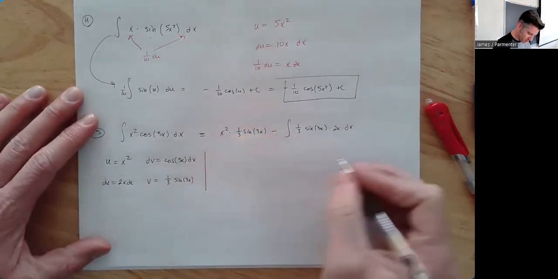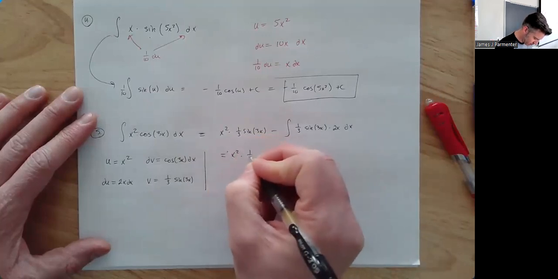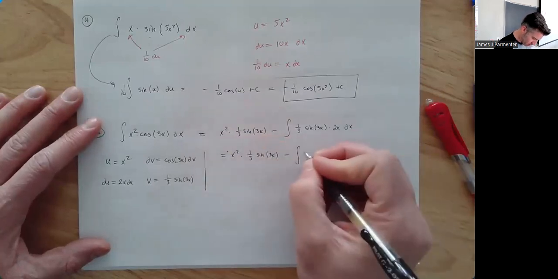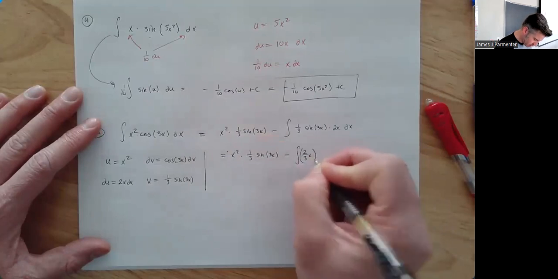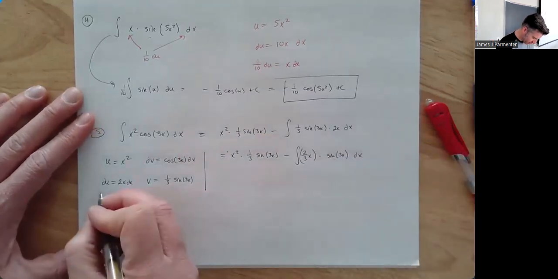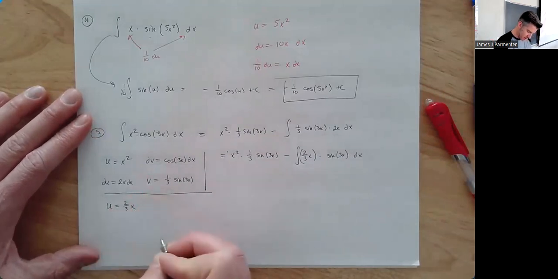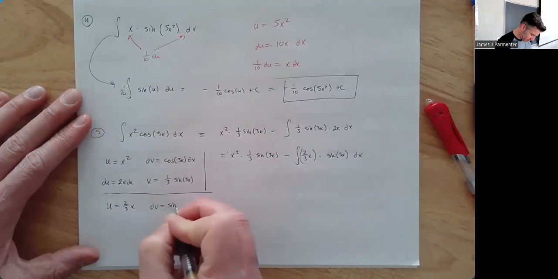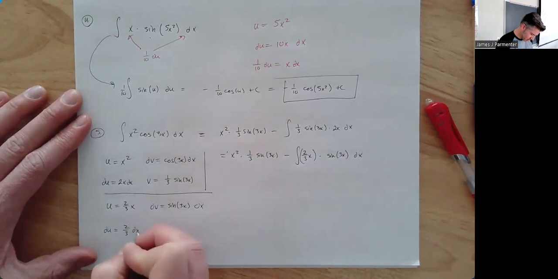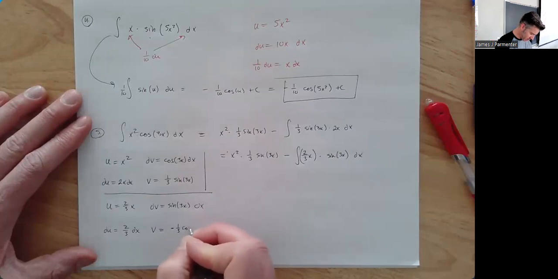Let's say I would probably rewrite this just so I can see it a little bit more nicely. I'm going to say I have the integral of 2/3 x times the sine of 3x dx. And for my second integration by parts, I'm going to let u equal 2/3 x, and dv is going to be sine of 3x dx. Du is 2/3 dx. And v is the antiderivative of sine of 3x, which is negative 1/3 cosine of 3x.